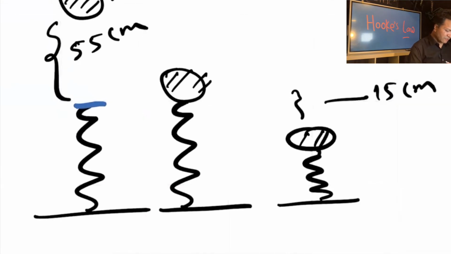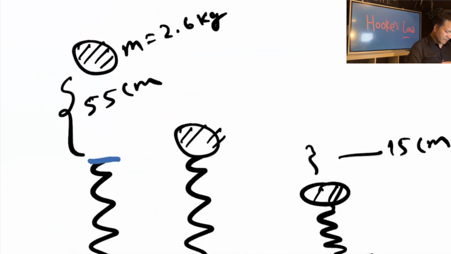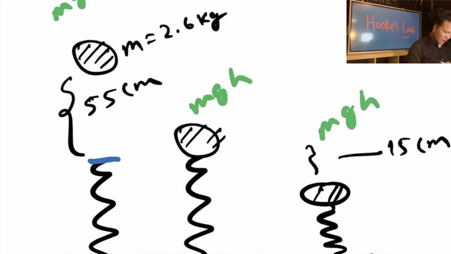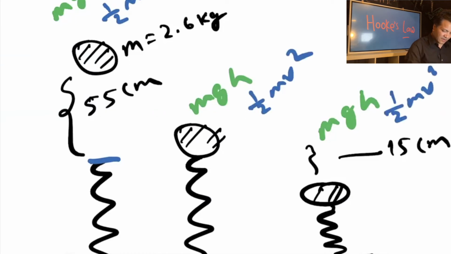We know that right here we're going to be able to write that potential energy, which is mgh. We should be able to know also whether you have half mv square over here, half mv square over here, and half mv square over here, and finally you should be able to know whether you have half kx square over here, half kx square over here, and half kx square over here.